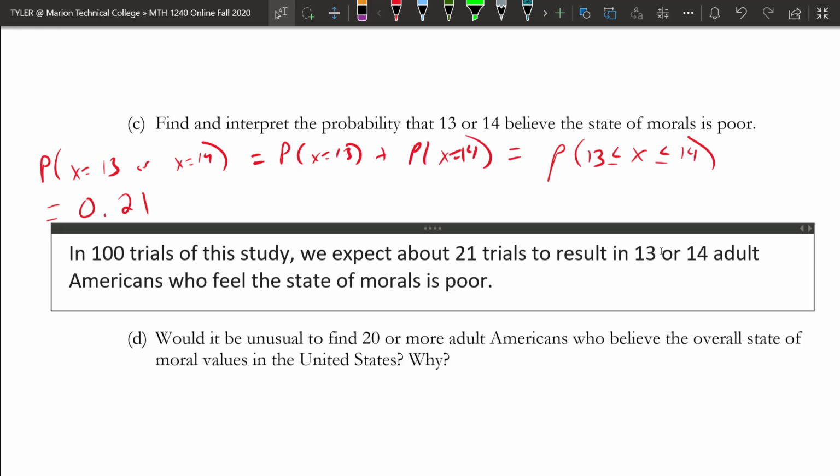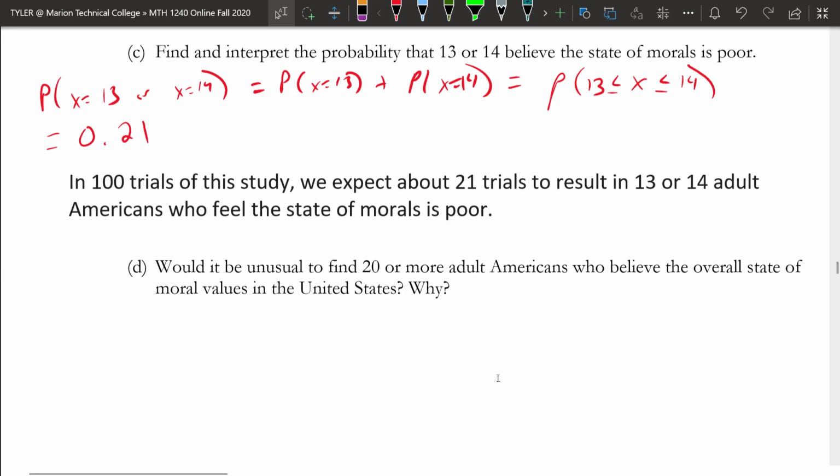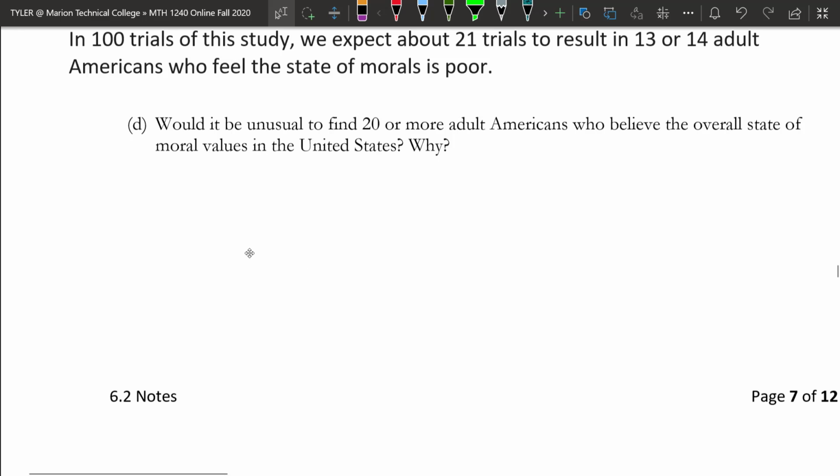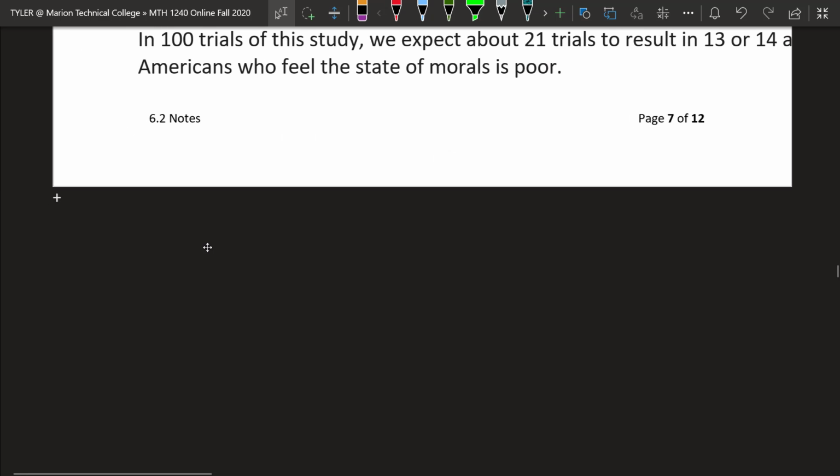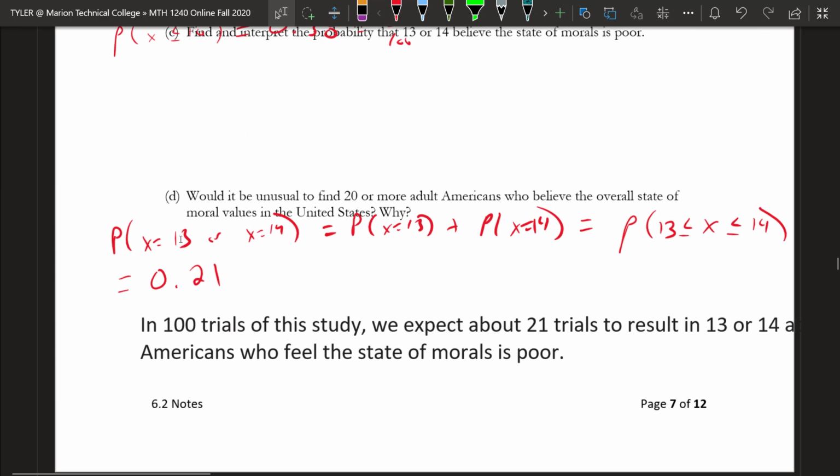Right, 13 or 14 adult Americans who feel the state of morals is poor. Alright, so then part D, it says, would it be unusual to find 20 or more adult Americans who believe the overall state of moral values in the United States? And why? So remember, we think something's unusual if a probability is less than 0.05.